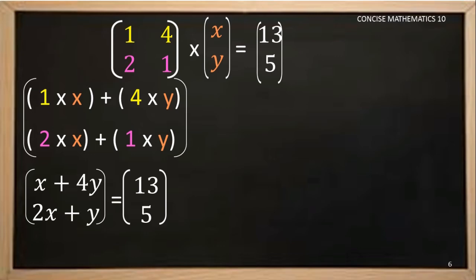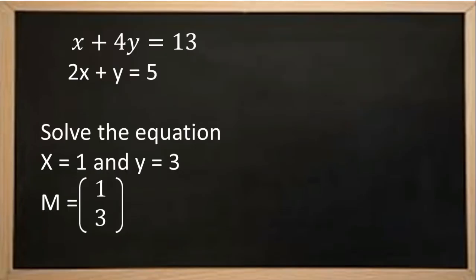In the next step, let us consider the same product and carry out the multiplication. Take the first row with the first column, and the second row with the first column, and equate the elements to 13 and 5. Hence we are going to get simultaneous linear equations. Solve these two equations. The value of x will be equal to 1 and y will be equal to 3. Hence matrix M is of the order 2 by 1, with elements 1 and 3. The solution should be done by yourself, children. Solve the equations, then you will get the values of x and y.